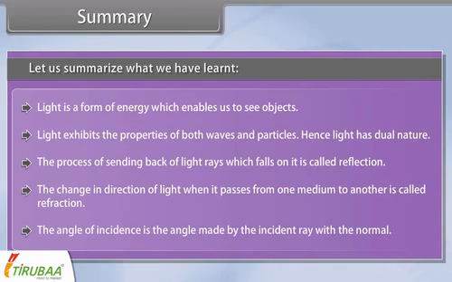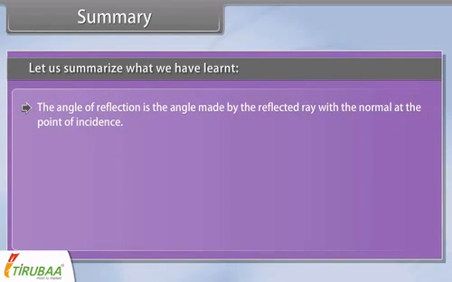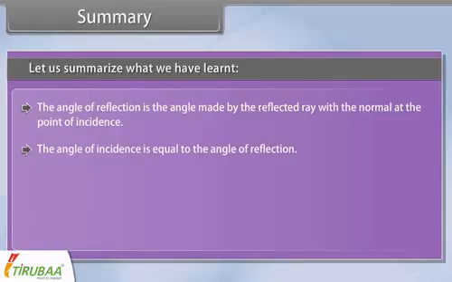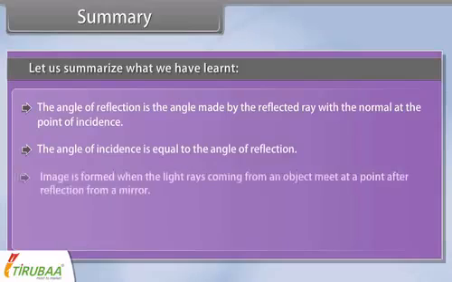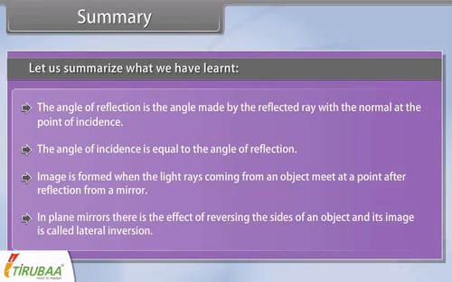The angle of incidence is the angle made by the incident ray with the normal. The angle of reflection is the angle made by the reflected ray with the normal at the point of incidence. The angle of incidence is equal to the angle of reflection. An image is formed when the light rays coming from an object meet at a point after reflection from a mirror. In plane mirrors, the effect of reversing the sides of an object and its image is called lateral inversion.